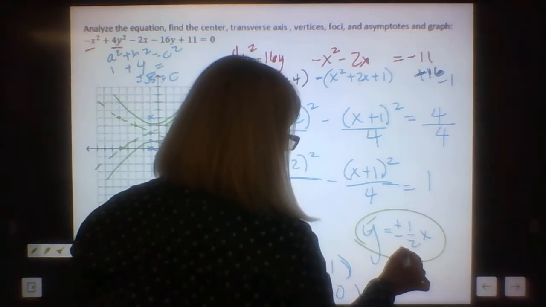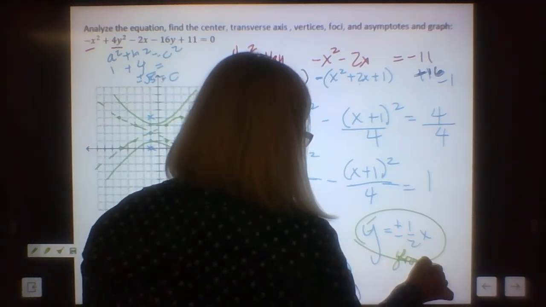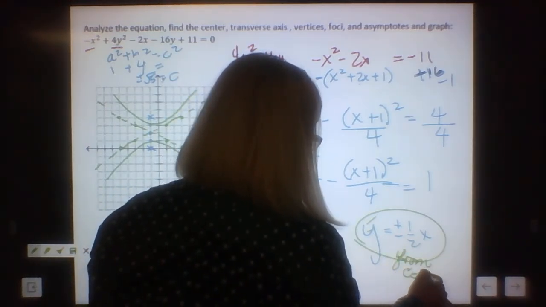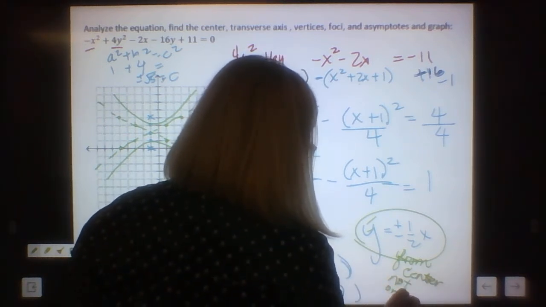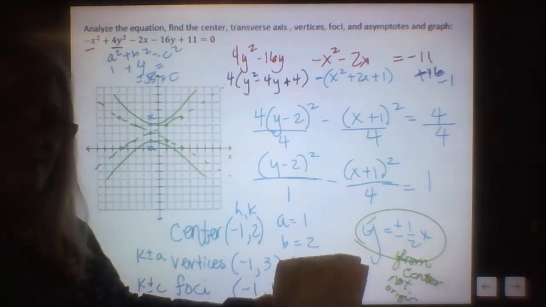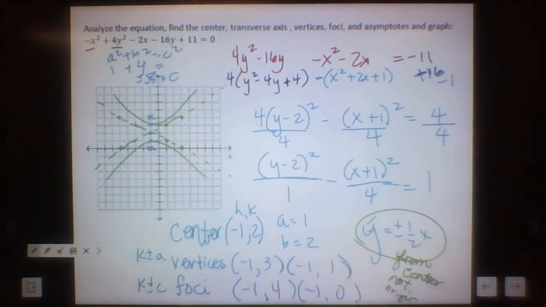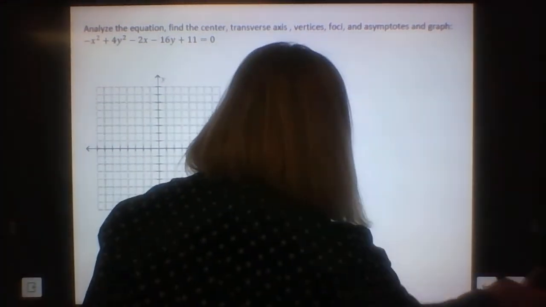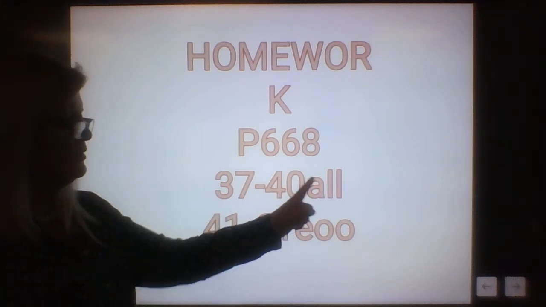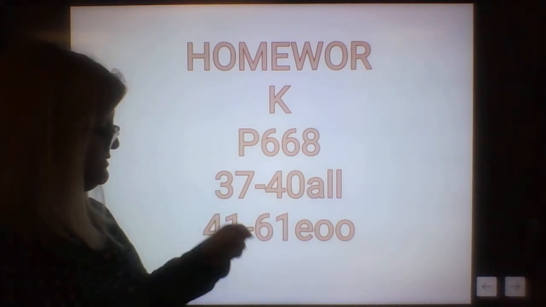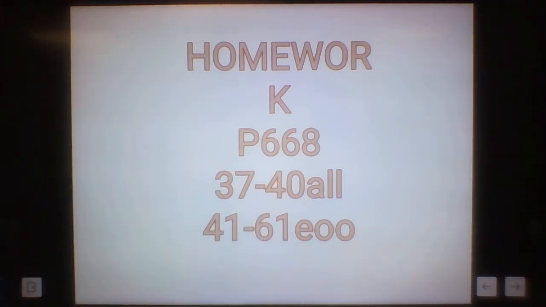So this is from center, not origin. So if you're going to use this, make that note on your paper. Okay, let's see if there's another one. No, homework, page 668. More matching. Do all of those, 41 through 61, every other odd.